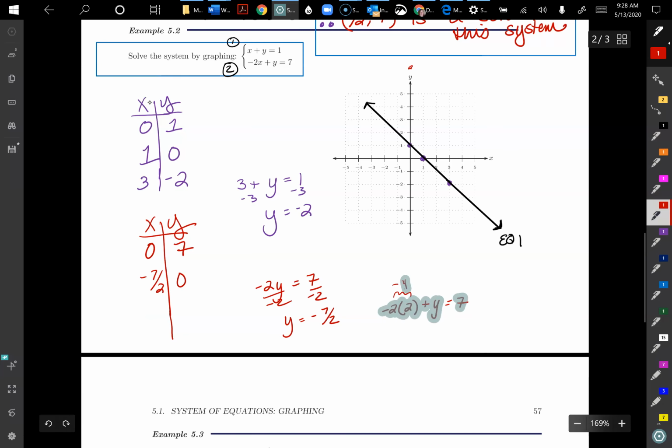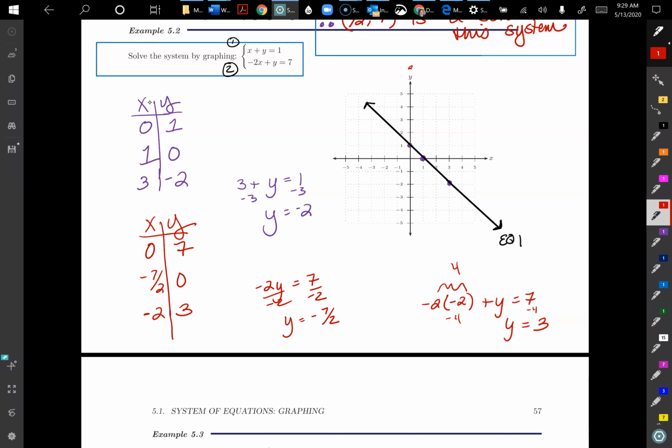I think what I'll do is actually go negative on this one. Well, I'll just do -2. I think that'll work out much better. So I'll have -2 times -2 plus y equals 7. Then I'll get a +4 here, subtract that from both sides, right? And then I would get a 3. So I have the point -2, 3. I see it right there where it's going to cross.